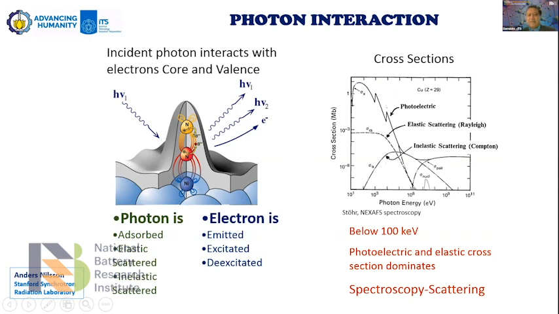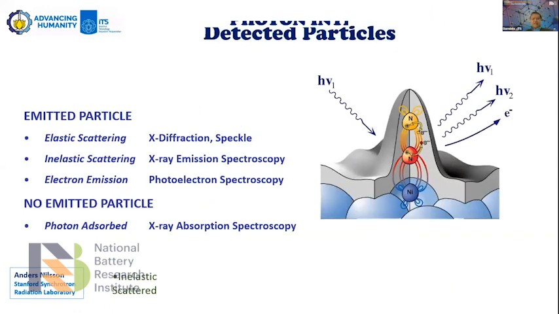So if we have a look at the cross-section of these phenomena, it seems that the photoelectric and elastic cross-sections dominate here, at energies below 100 kilo electron volts. So this makes it possible to study the material structure with spectroscopy and scattering. This is the particle detected. That is, if this is elastic scattering, like X-ray diffraction, inelastic scattering, X-ray emission spectroscopy, and so on. And when no particle is emitted, the photon is absorbed, as in absorption experiments.